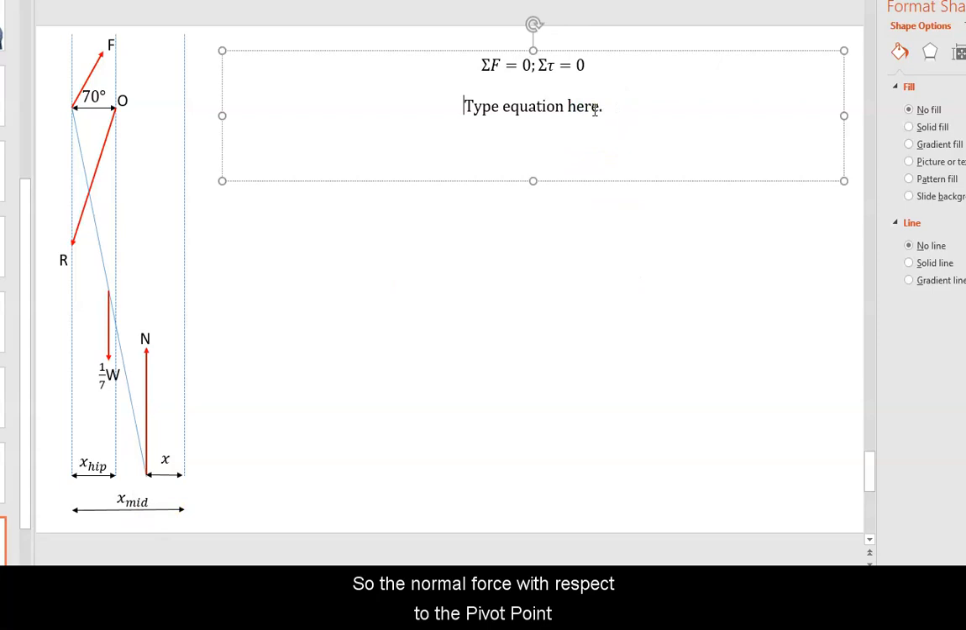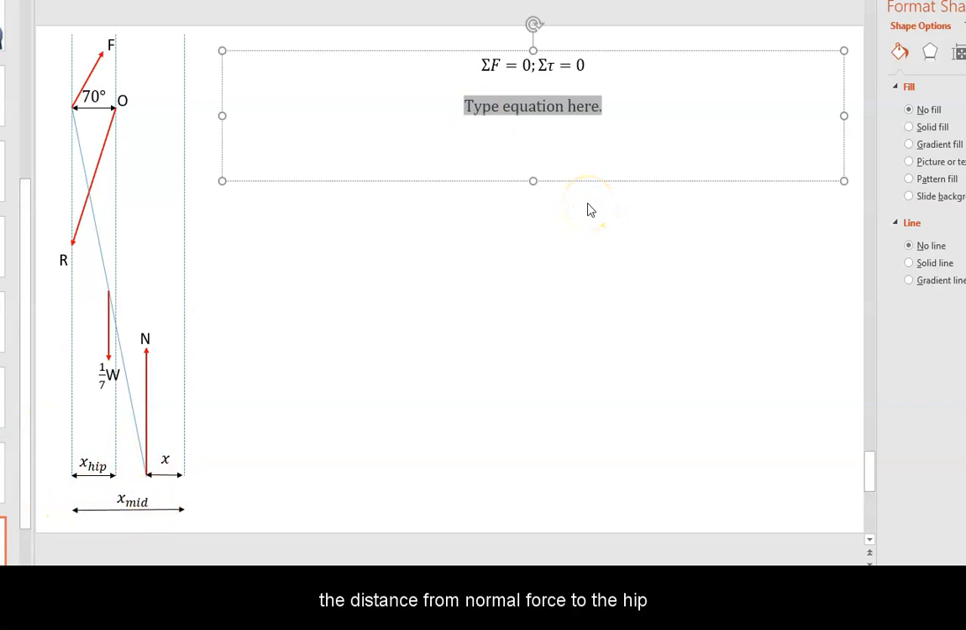So the normal force with respect to the pivot point at the hip, we can say the distance from the normal force to the hip is going to be x, I'll call it x naught. x naught is going to be x mid minus x hip minus x.